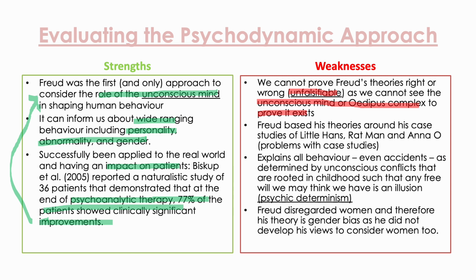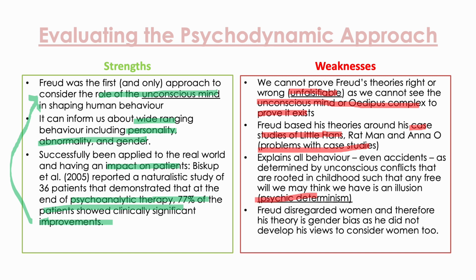His theories are also based on case studies, so Little Hans, and you can talk about the issues with case studies and also the fact that Little Hans' father was a good friend of Freud, so there's some elements of bias there in that Little Hans' father is writing to Freud, telling him the behaviour, possibly aware of Freud's theories and making sure that Little Hans' behaviour sort of reflects those theories.